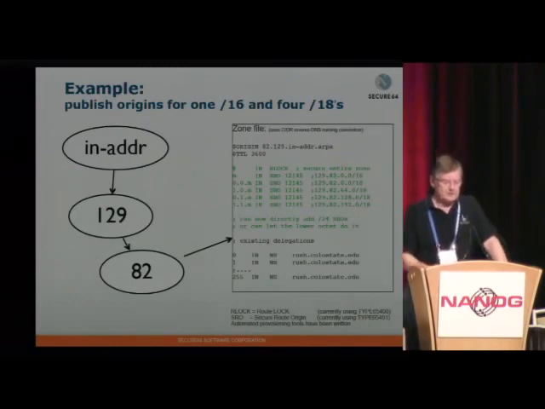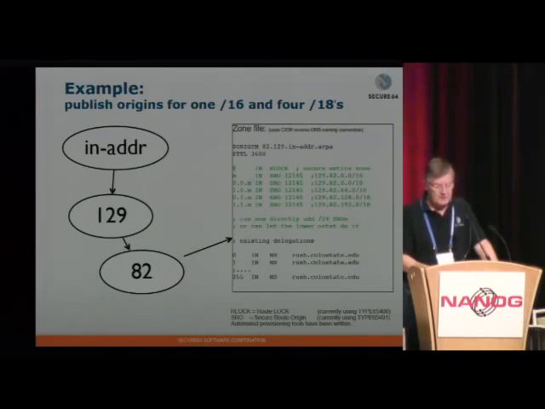Here's Colorado State University. They have 129.82/16. They also make several announcements at /18s. And so there's the typical in-addr.arpa delegation for 129 and 82. Within that, you'll see about four or five new records. One is the RLOC statement I mentioned before. This is all you have to put into the existing zone that's already at Colorado State University. Then there's the SRO statement for the /16, and four SRO statements for the /18s, and that's all the university had to do to put in the information for the prefixes they want.